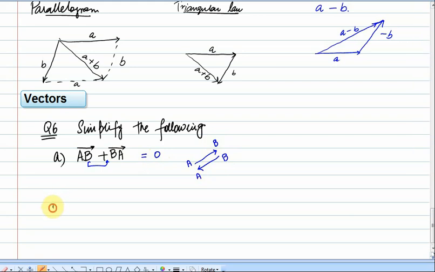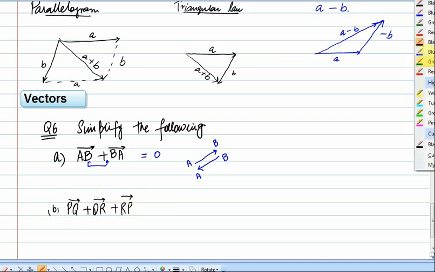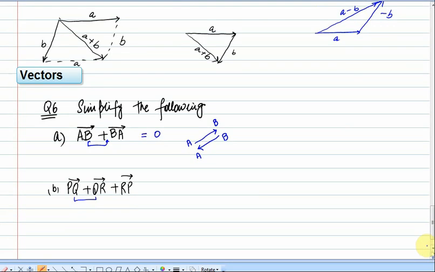The next part, it says PQ plus QR plus RP. Now first you need to add PQ plus QR, and I will give you approximately 10 seconds to find PQ plus QR. Your time starts now. 1, 2, 3, 4, 10. So PQ plus QR will be PR, plus RP. Again, they are negative vectors, resultant is 0. Right?